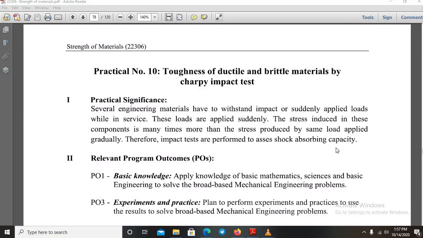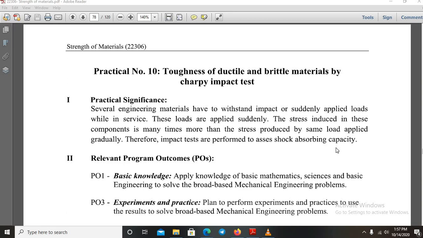Hello everyone. In the last practical we learned about the 11th experiment, and in this session we are going to learn about the 10th experiment, that is toughness of ductile and brittle materials by Charpy impact test. Here we have to conduct this experiment on the given apparatus. There will be a video forthcoming where you can see the actual procedure carried out during the performance of this experiment.